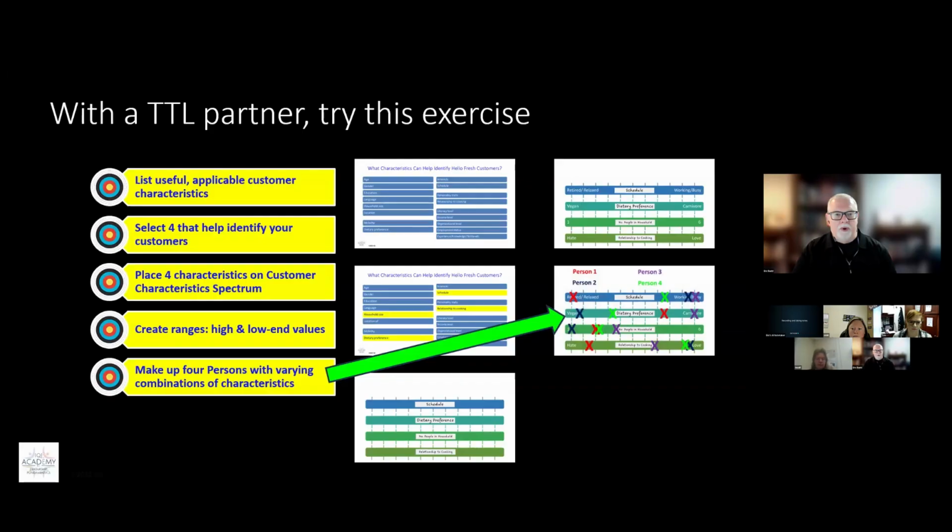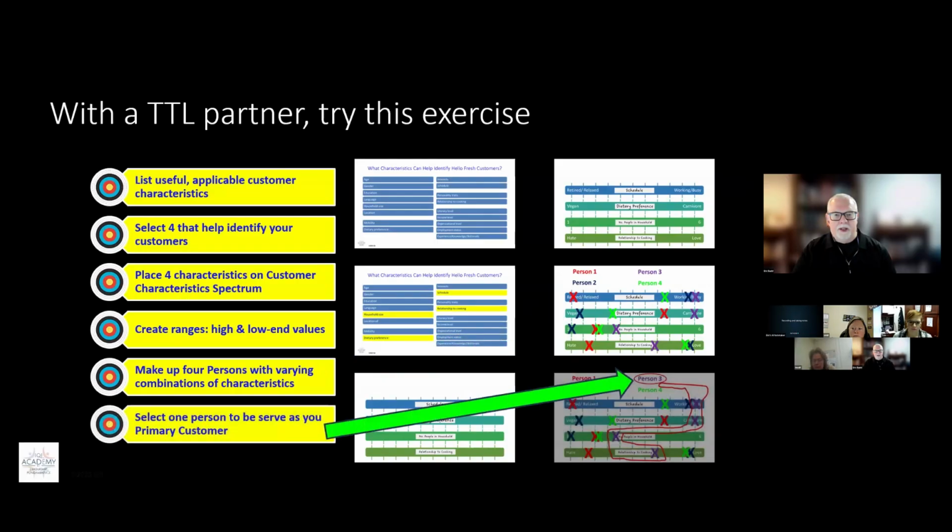And then make up 4 persons with varying combinations of those characteristics. And then select one that says, for the next work we're going to be doing together, this will be our primary customer that we want to work with or describe. Questions about this exercise?